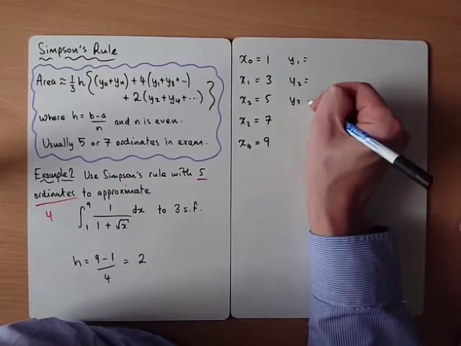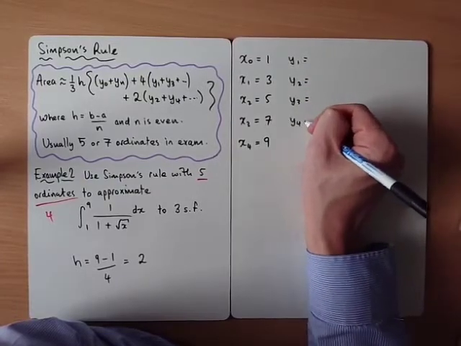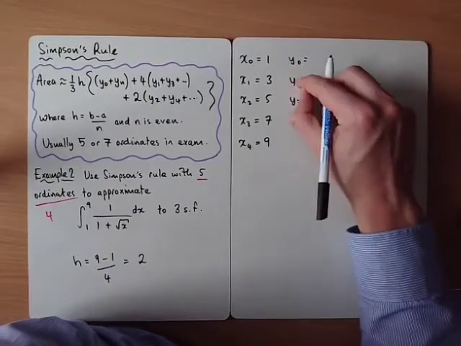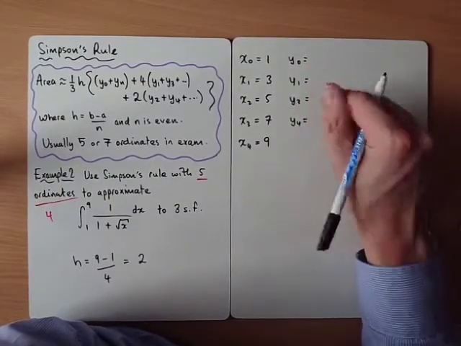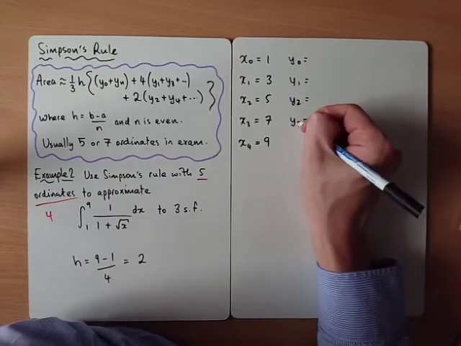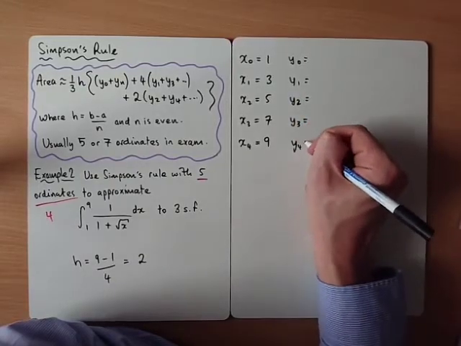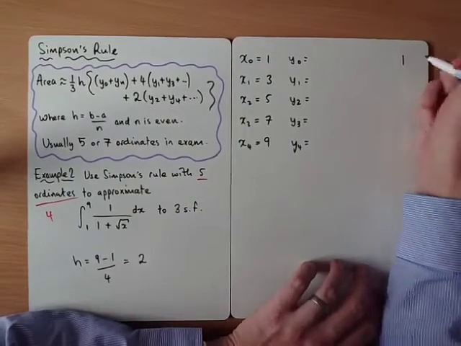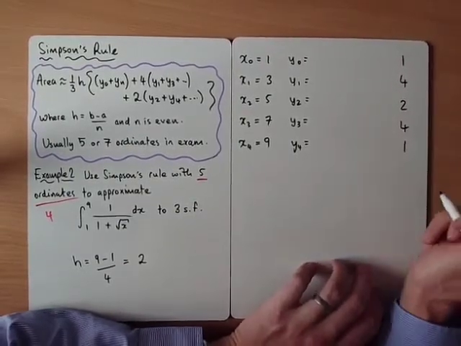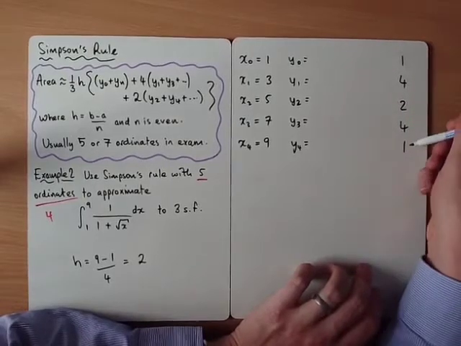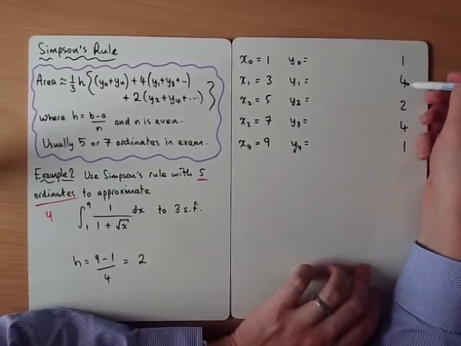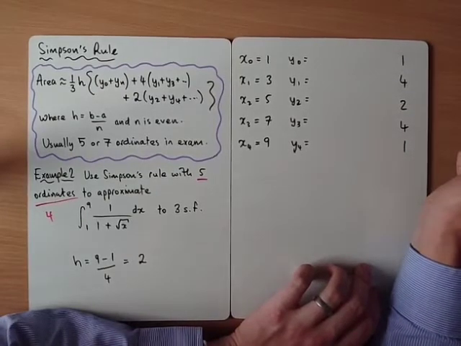Okay, so y0, y1, y2, y3, and y4. The pattern that we're going to be using is 1, 4, 2, 4, 1, because the first and last count once, the odds count 4 times, and the evens count twice.